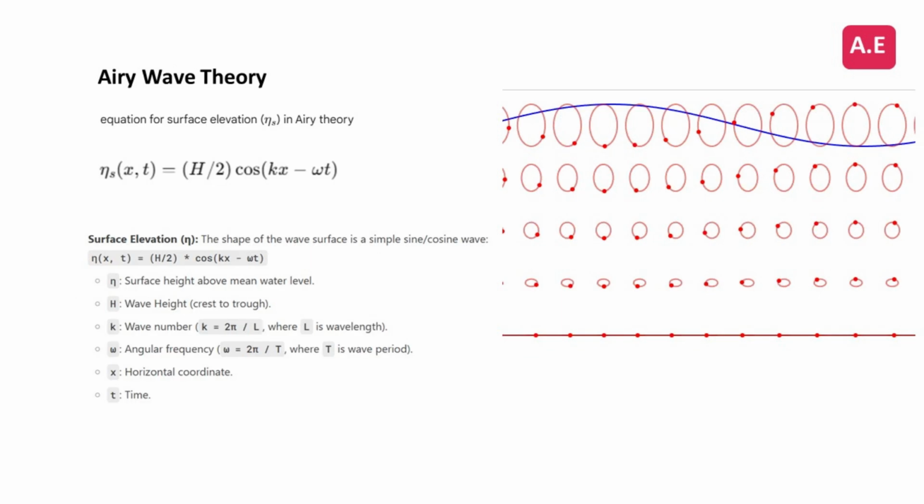The Airy wave profile or the sea surface has the shape of a sinusoidal wave. This profile is directly calculated using the equation for surface elevation in Airy theory shown here, where H is the wave height, k is the wave number, omega is the angular frequency, T is the wave period, x is the horizontal coordinate, and t is the time.